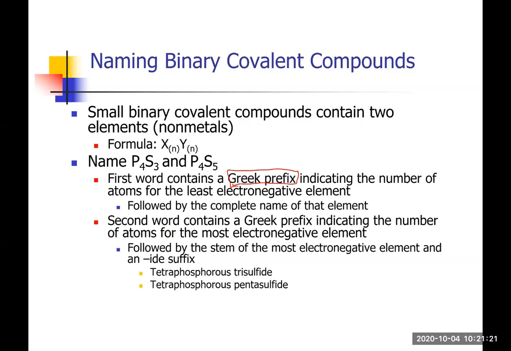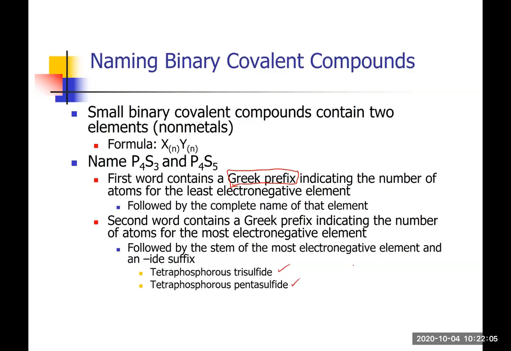We'll say the full name of the least electronegative element. So tetraphosphorus. And then we'll use the stem of the most electronegative element, and we'll switch out the suffix with IDE. So tetraphosphorus trisulfide is P4S3. And then for P4S5, we start out exactly the same, tetraphosphorus. If you remember, 5 is penta, so that will be pentasulfide. Now, there are a couple of rule variations here, and we talked about them earlier on an earlier slide when we were talking about the Greek prefixes.